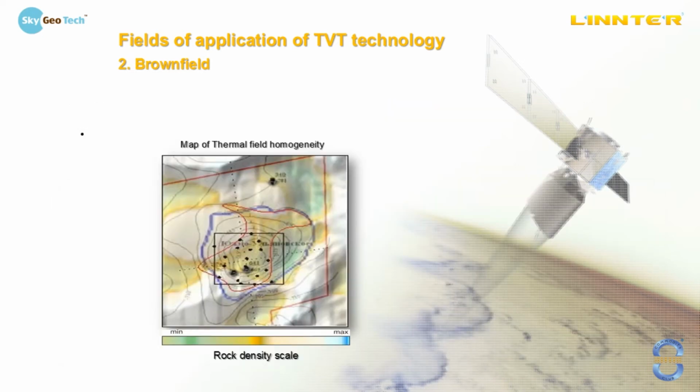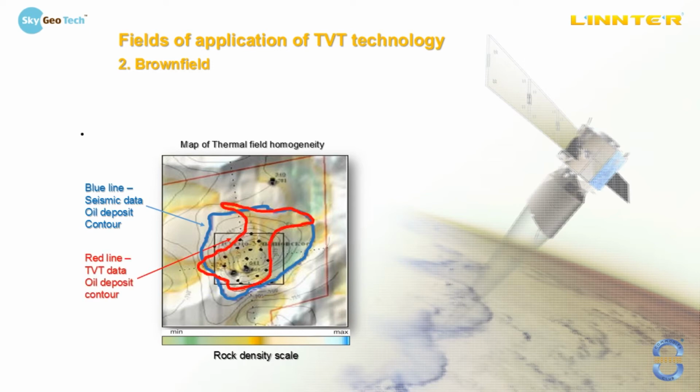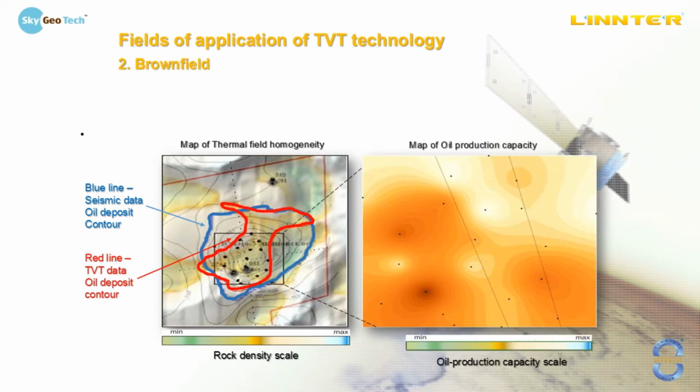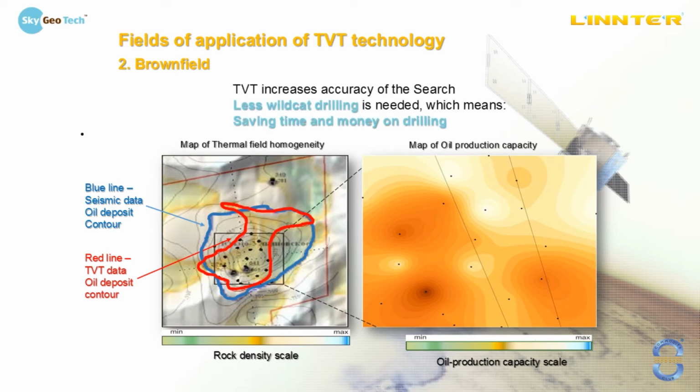This is the map of this small area. Blue line shows the seismic data deposit contour. We made TVT exploration, and as a result we got our contour, which is shown by red color. As you can see, our contour is 35% less than the seismic one. We increased accuracy of the boundaries of the deposit, and according to our recommendations, the company started drilling in this square. All the wells that were drilled in this square have good oil production. So TVT technology allows us to avoid unnecessary wildcat drilling, which brings us to saving money at this stage.